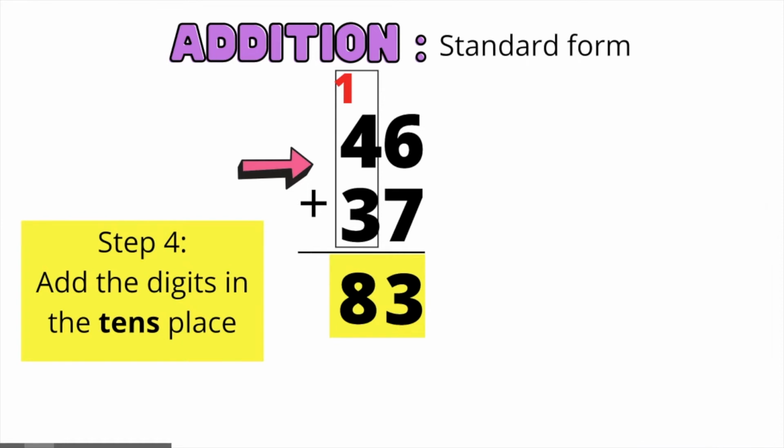Step 4, add the digits in the tens place. So you need to add your 4 plus 3. Don't forget the 1. Our answer is 83. This was the standard form. Let's look at expanded form now.